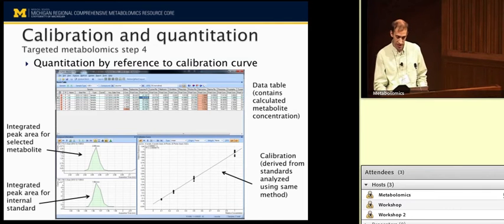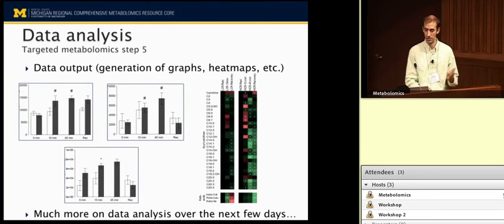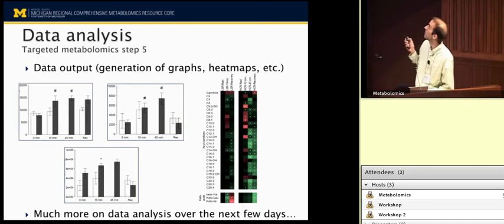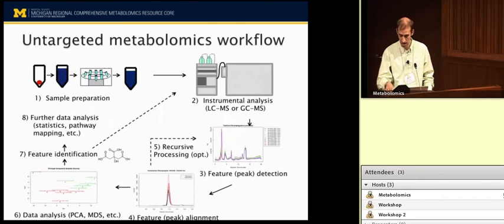And then we'll do data analysis. This is something that should be relatively familiar to you in terms of any other form of analysis. We'll look at graphs. We'll generate heat maps that display alterations in our known metabolites. We'll do basic statistics, t-tests, ANOVA, et cetera, things that you're very comfortable with, most likely from your other biological work, to assess differences between samples. And there will be more on that in coming days.